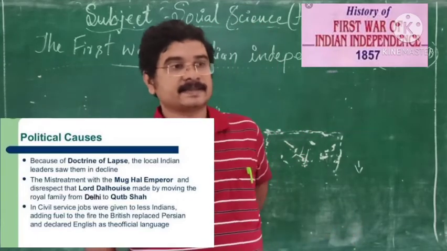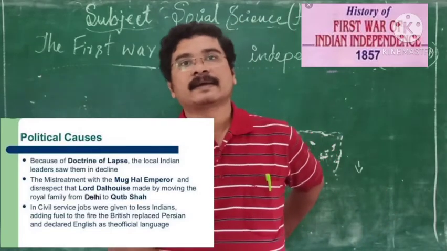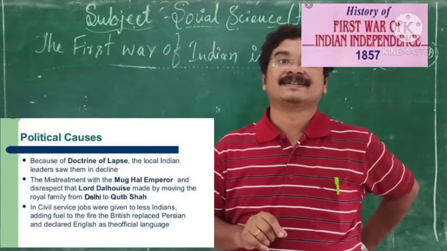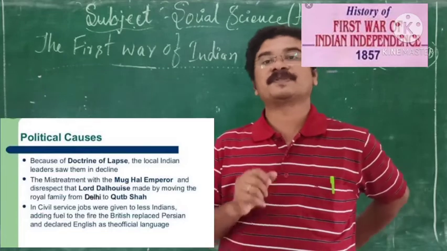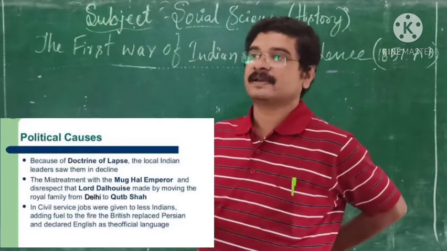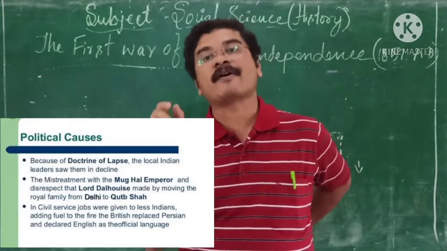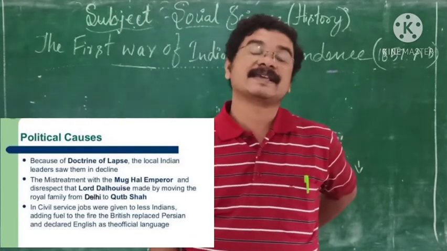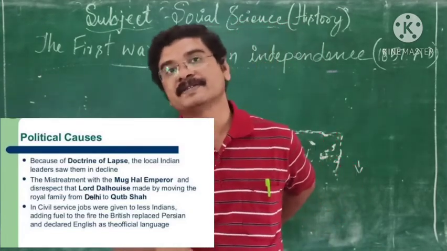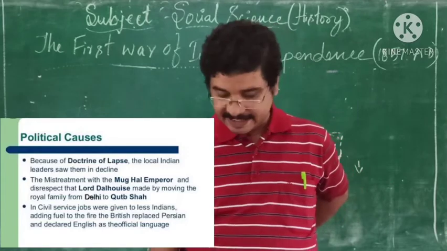Then the second thing is, this same officer Dalhousie cancelled the princely titles of the Nawabs of Tanjavur and Carnatic kingdoms. This was the second upset for the Nawabs and Carnatic region kings. This was also a political cause for the first Indian independence war.